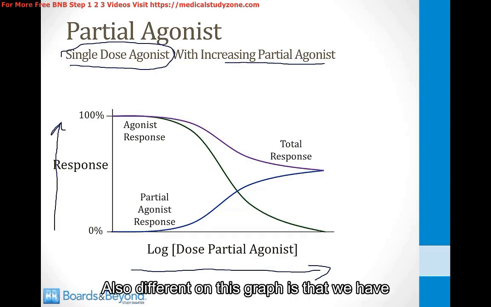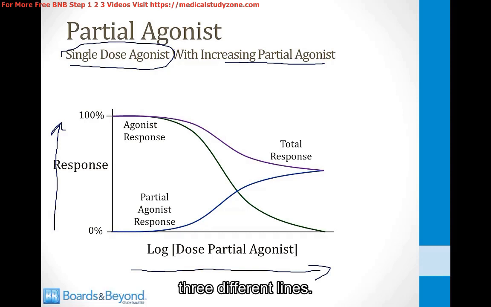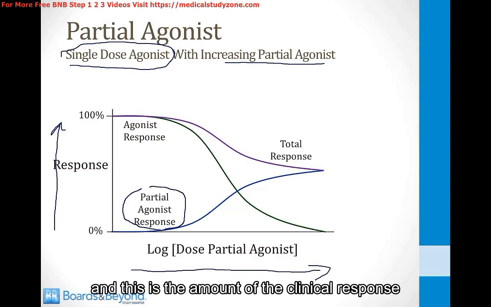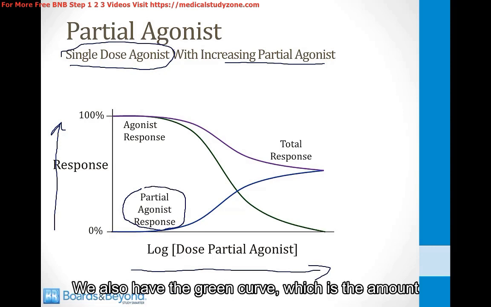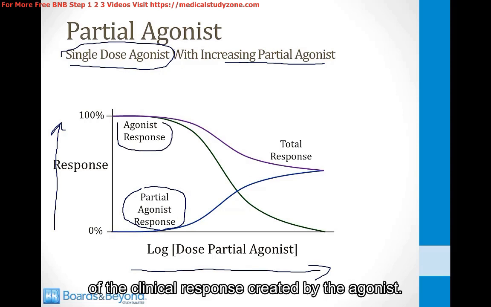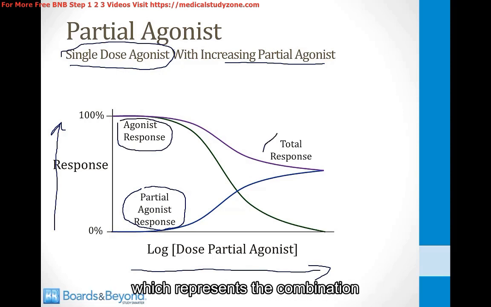Also different on this graph is that we have three different lines. The first line is the blue one here, and this is the amount of the clinical response that is created by the partial agonist. We also have the green curve, which is the amount of the clinical response created by the agonist. And then we have a purple curve, which represents the combination of the two, or the total response.